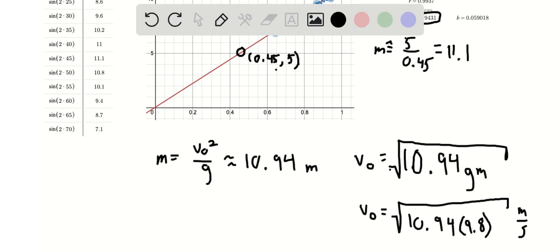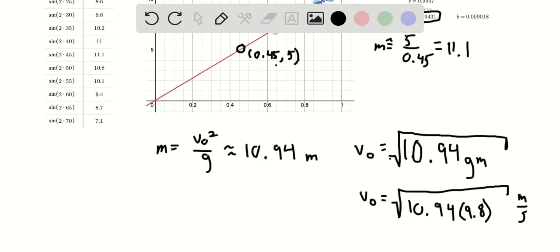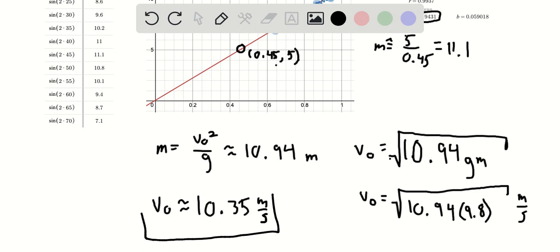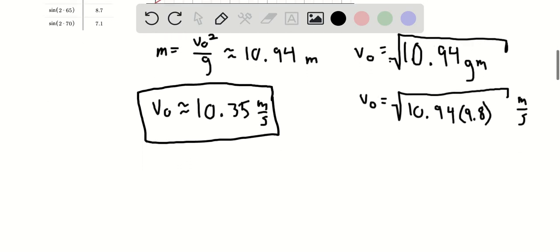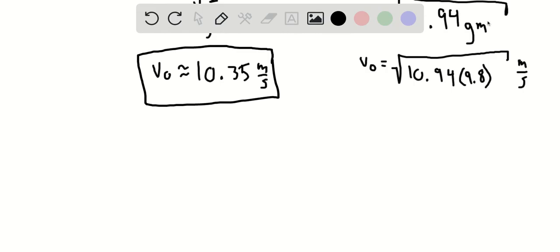So 10.94 times 9.8 is 107.2, and then we just take the square root of that, and that's 10.35. So V naught is approximately 10.35 meters per second. So that is our launching velocity.